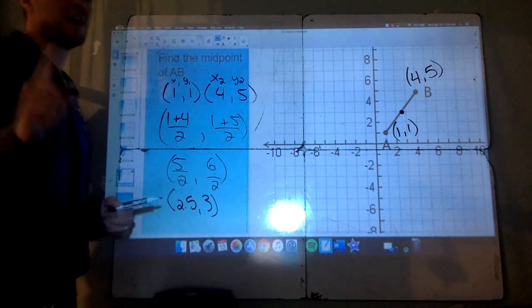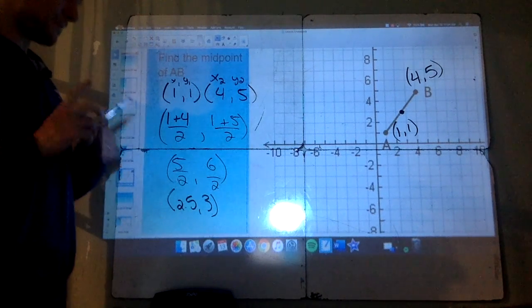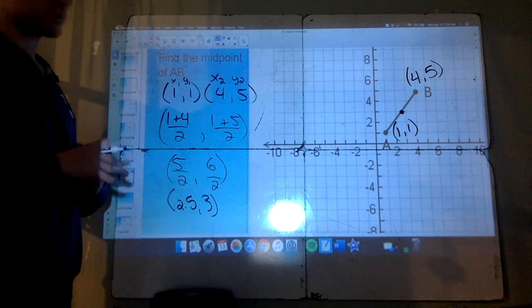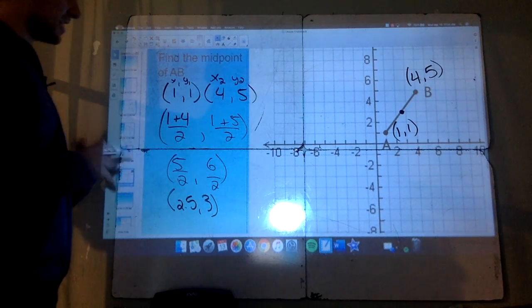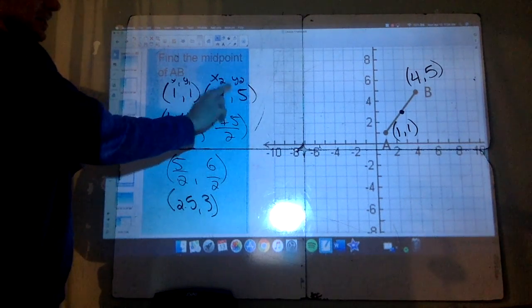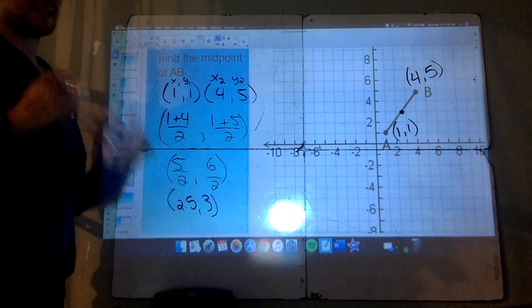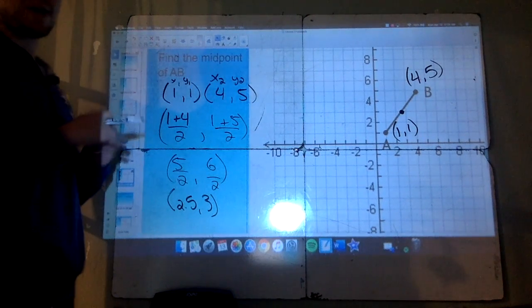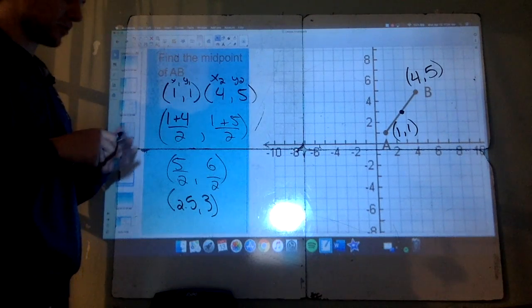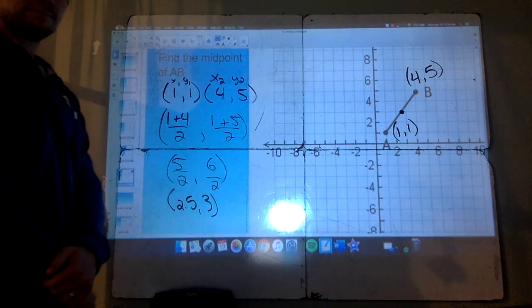Now I heard someone ask through the camera, does it matter which point is the first one and which one's the second? No, it doesn't. I said this was first and this was second. You could have flipped those around. It doesn't matter. Order won't matter when you're adding them together. So either one would work.